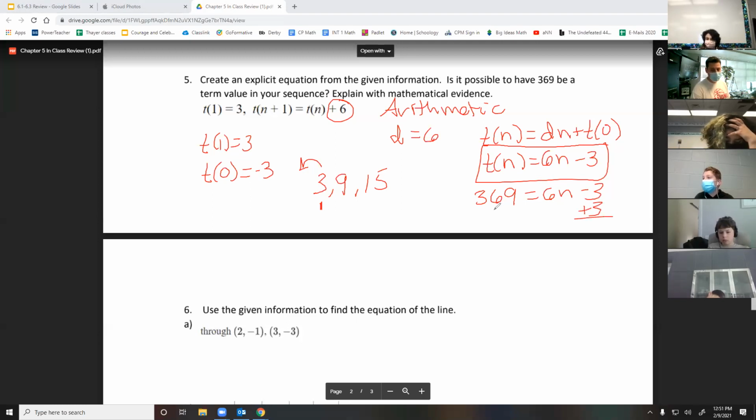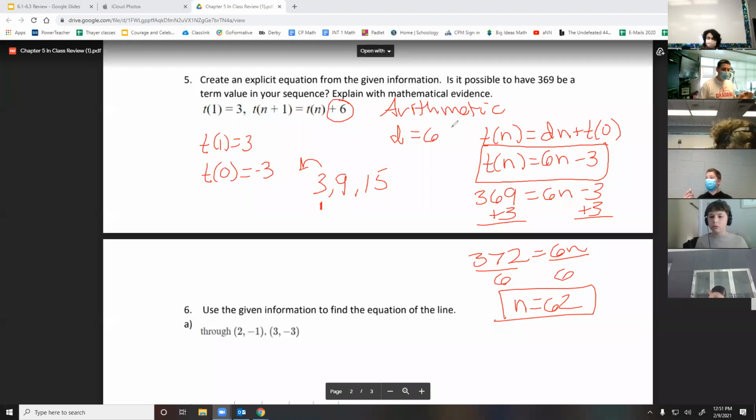So if I add 3 to both sides, that's 372 equals 6n. Divided by 6, divided by 6, what will that give me? All right, we got n equals 62, which means 369 is the 62nd term in your sequence. So yes, it is possible.